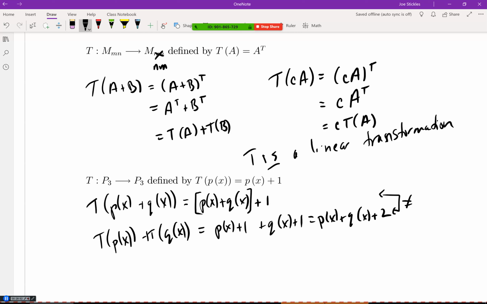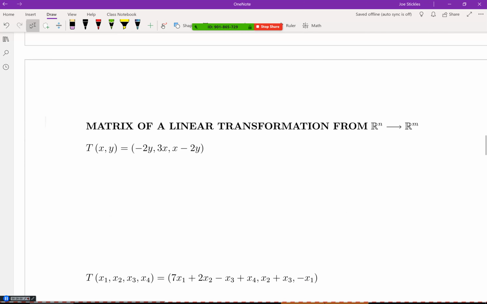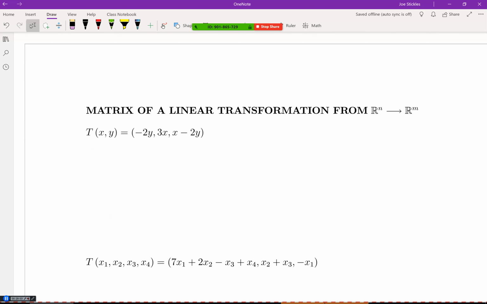Question on any of those at all? All right, so let's talk a little bit about how we can get matrices of a linear transformation, because that's actually the next topic that we're going to talk about. That's what section 8.4 is about, for doing this for any transformation, not just ones that are Euclidean.